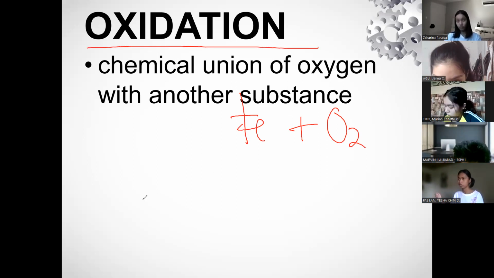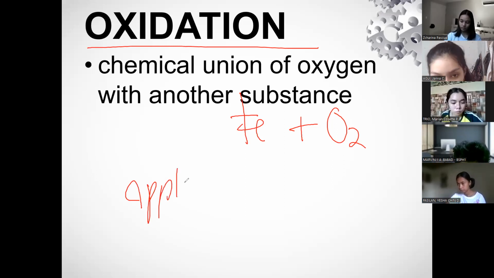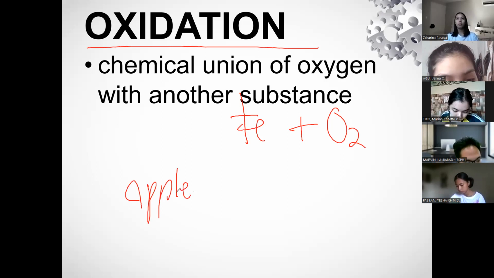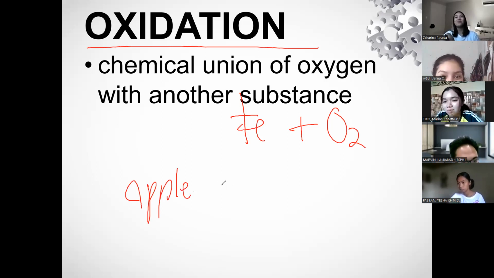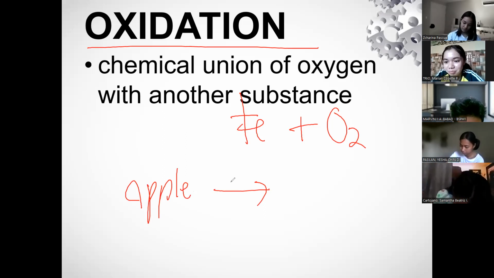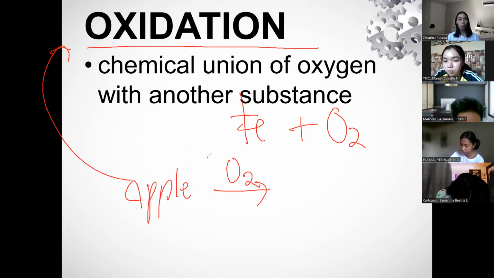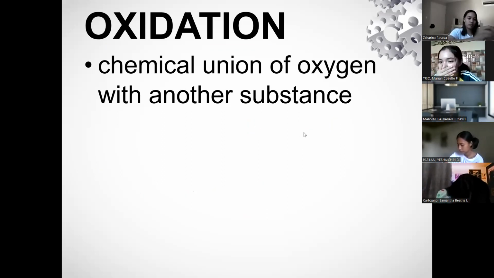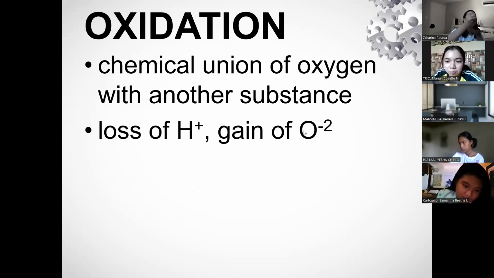oxidation. What about your apple? When you peel your apple, what happens? It turns brown, ma'am. The apple turns brown. That is actually the interaction of the apple's tissues with oxygen. So that is also called oxidation. When you hear the word oxidation next time, please know that it is because of oxygen.